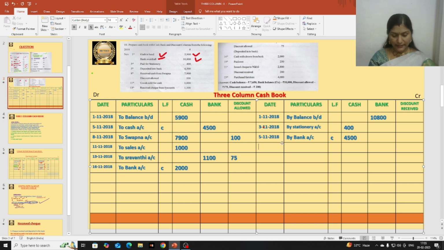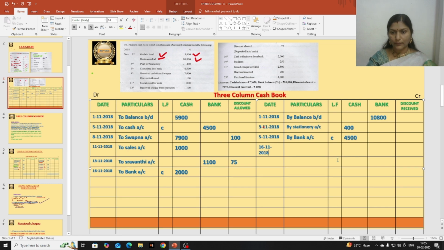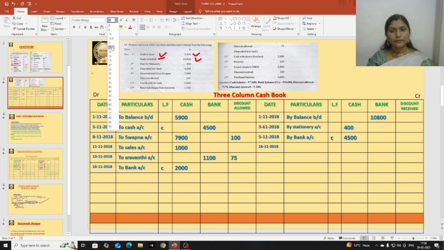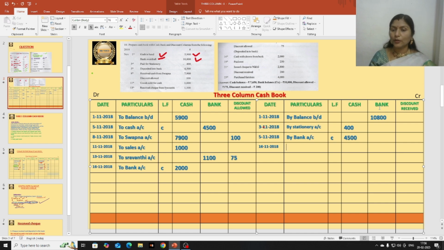Let us move to the credit side. Record the same date, 16-11-2018. After mentioning the date, we will record the item on the credit side under the particulars column. What are we going to post there? Already we recorded on the debit side to bank account. There we will write by cash account. We will start with the word by, cash account.